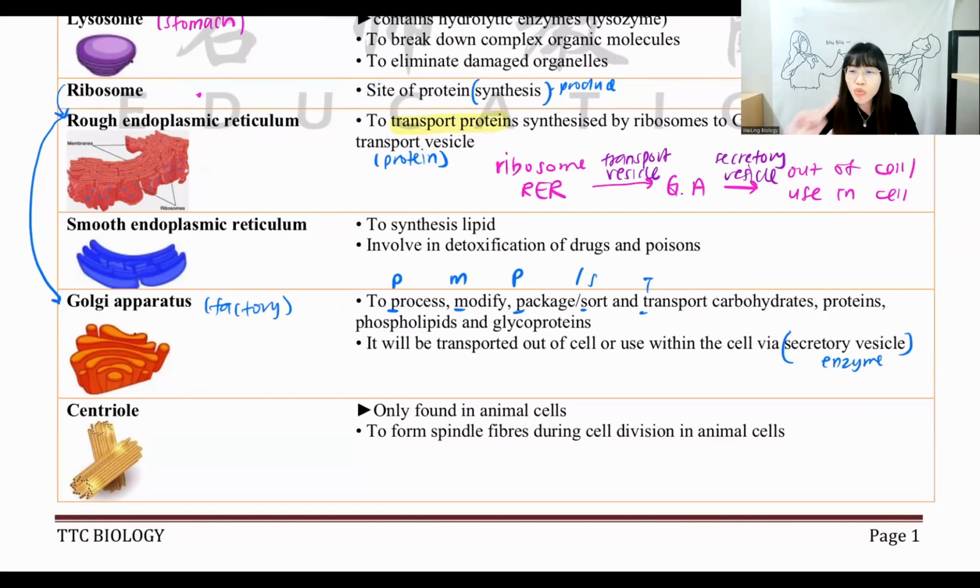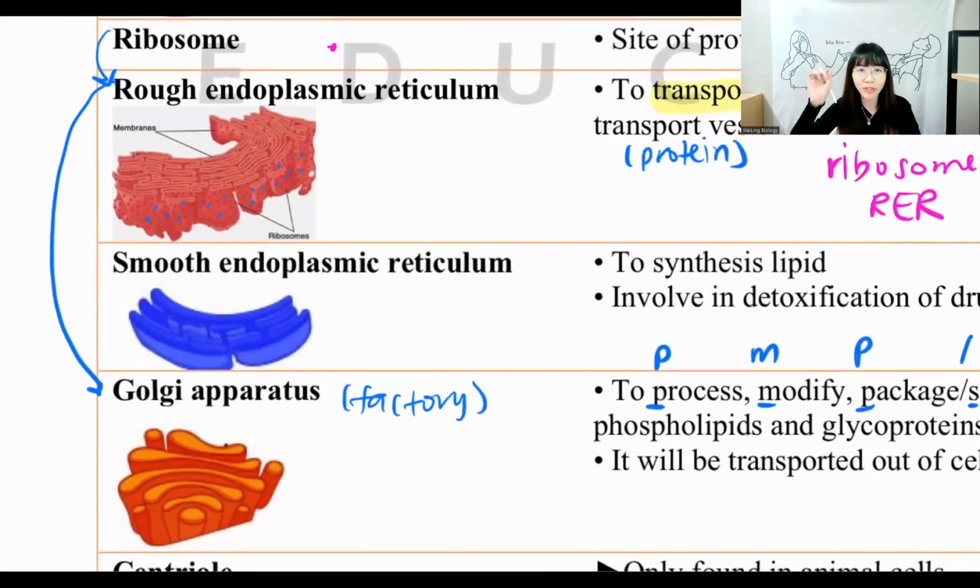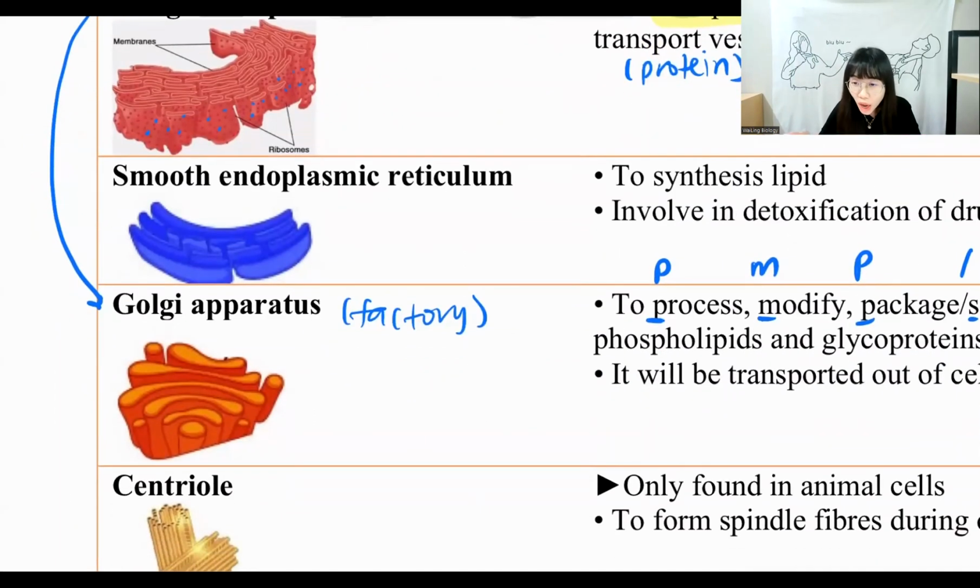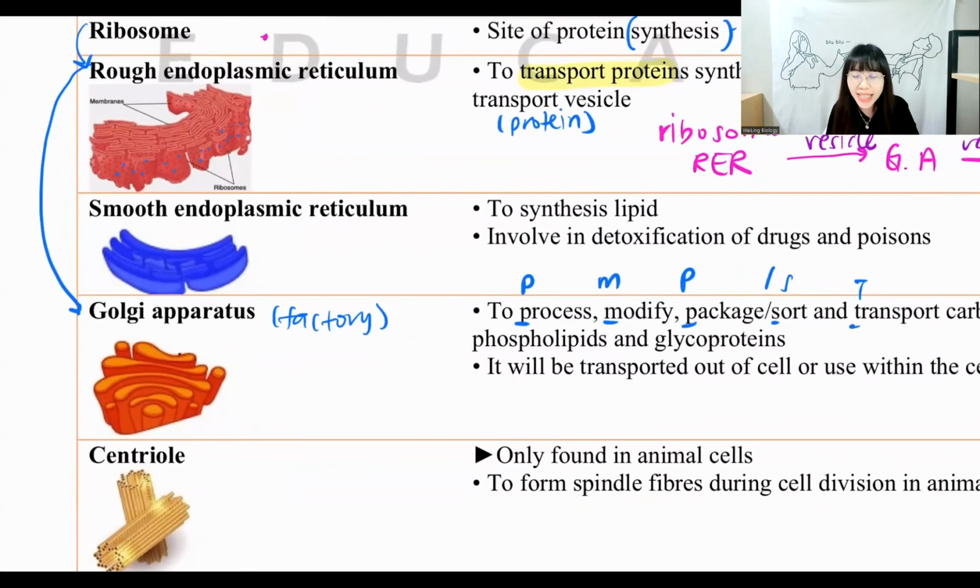Okay, next we have smooth ER. Smooth ER and rough ER, the name also ends with endoplasmic reticulum, right? What is the difference over here? Rough ER, they have dots. The dot is the rough ER. Smooth ER is without dot. They are smooth because they have no dot, and the function is used to synthesize lipid.